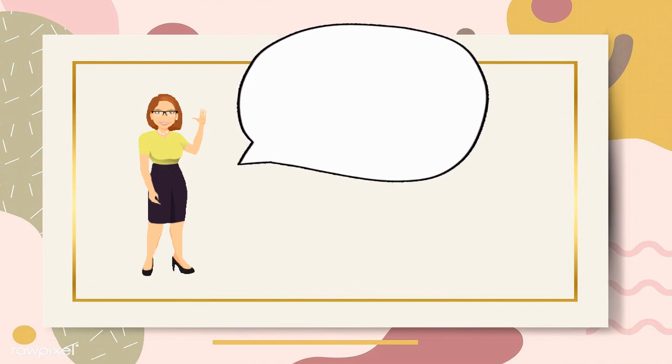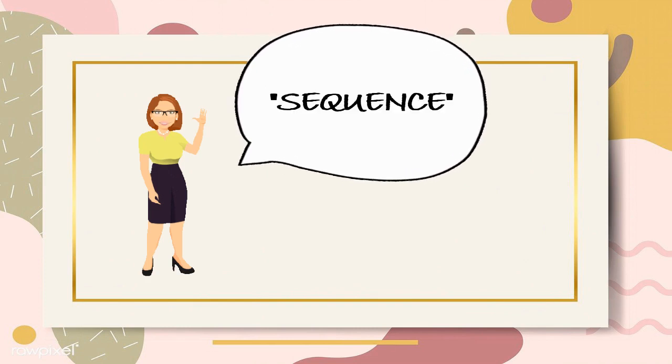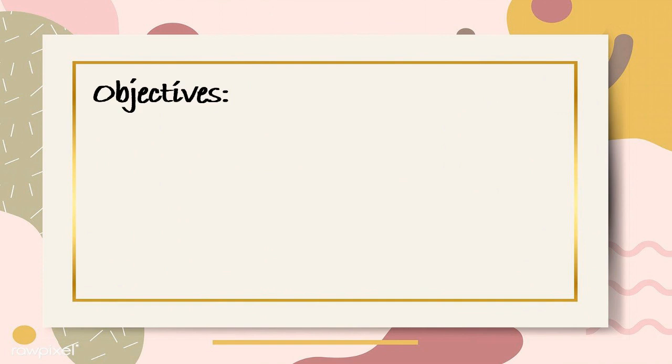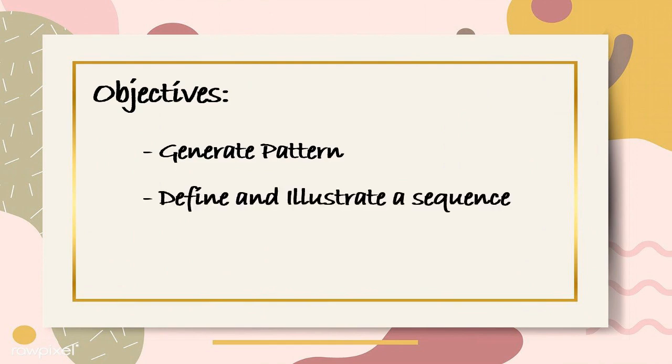For today's lesson, our topic is about sequence. We have two objectives that we should attain at the end of the lesson. First, we have to be able to generate pattern. Second, to define and illustrate a sequence.